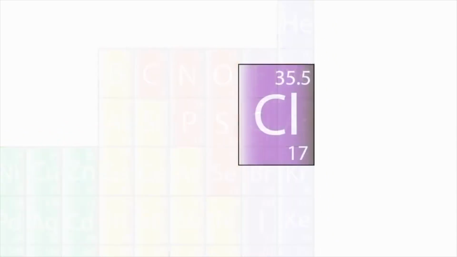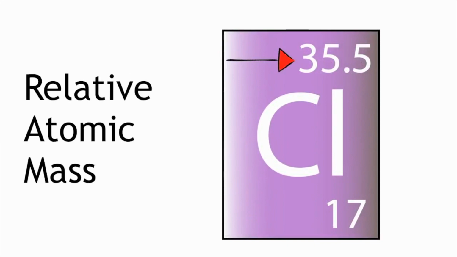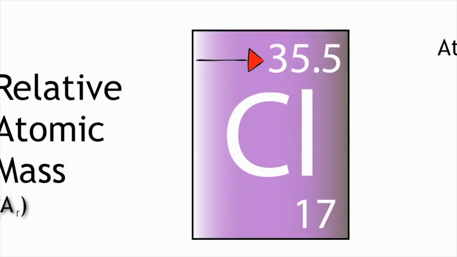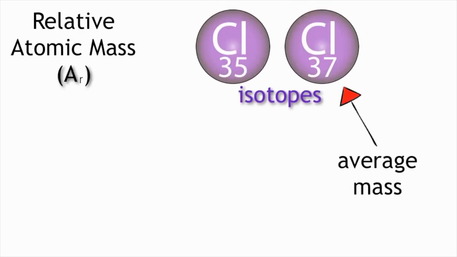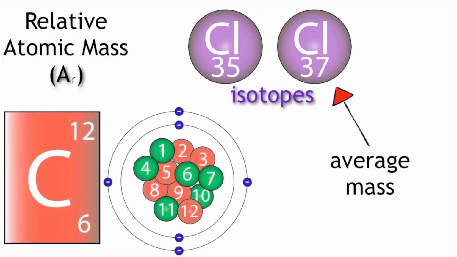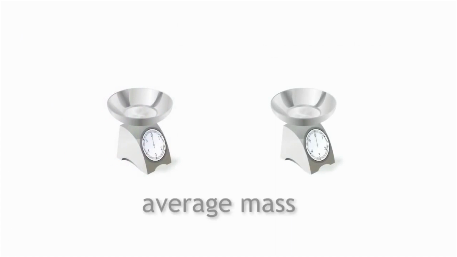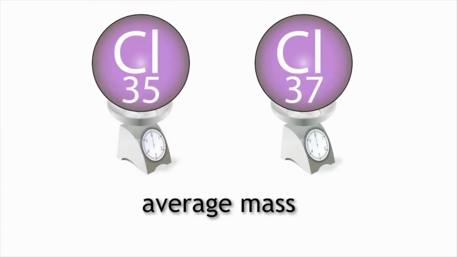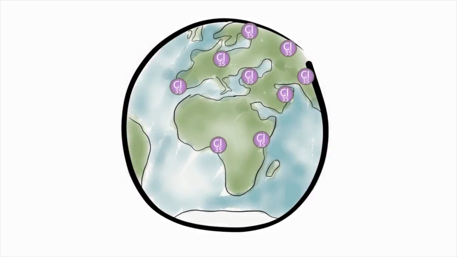This number which appears on the periodic table. The number seen on the periodic table is the relative atomic mass, or the AR. The relative atomic mass of an element is defined as the average mass of the naturally occurring isotopes of the element relative to the mass of an atom of carbon-12. On the periodic table, it is the same number as the mass number. In basic terms, it is the average mass of the isotopic forms of the element. When we think about this, we must remember that isotopic forms of elements have different values for their naturally occurring abundance on Earth.